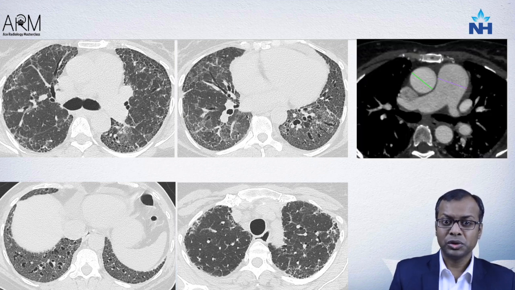It is useful to look at the size of the pulmonary artery in some of these patients. A pulmonary artery which is more than 3 centimeters is suggestive of pulmonary hypertension.